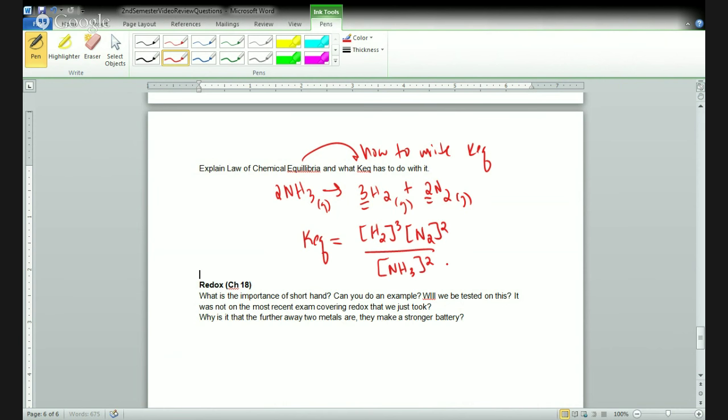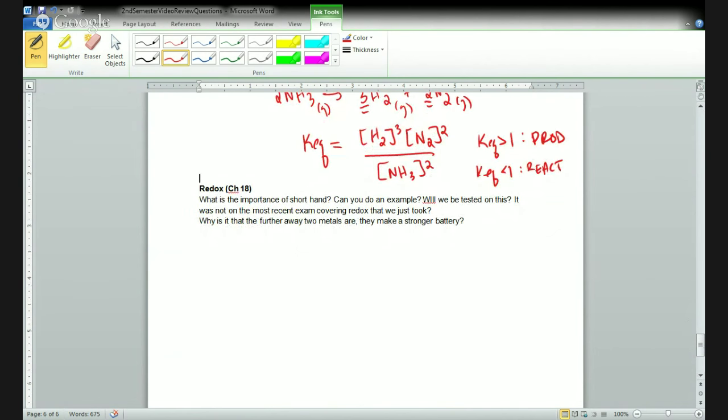NH3 squared. So remember, if your KEQ is bigger than 1, that means that you are product favored. If your KEQ is less than 1, it means you're reactant favored. Because in order for me to have a number bigger than 1, my top number needs to be bigger, which would mean I'd have more products at equilibrium. In order for my KEQ to be less than 1, it means it would have to be reactant favored, because I'd have to have more reactants present at equilibrium.